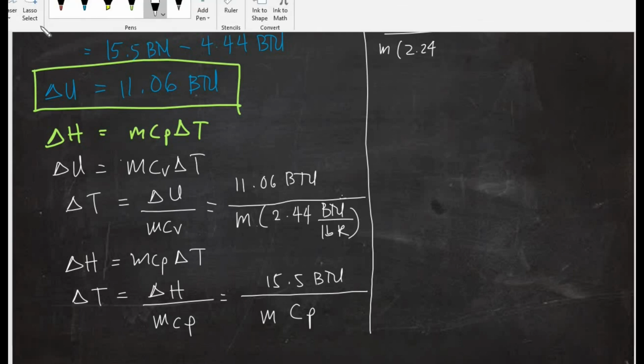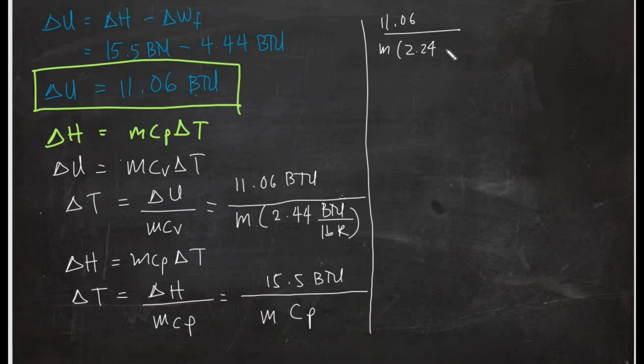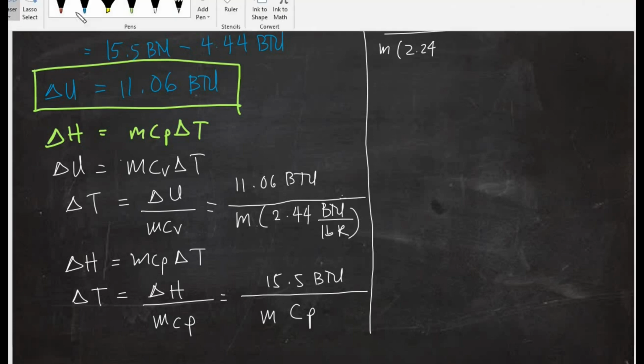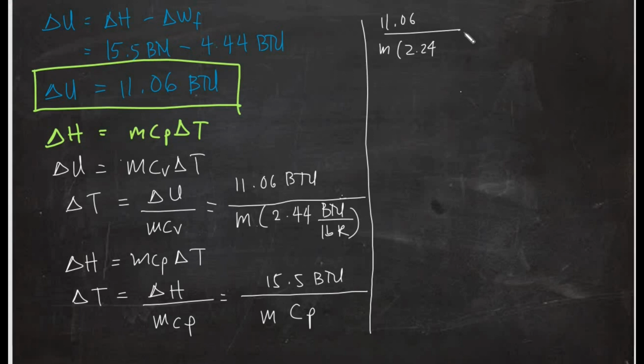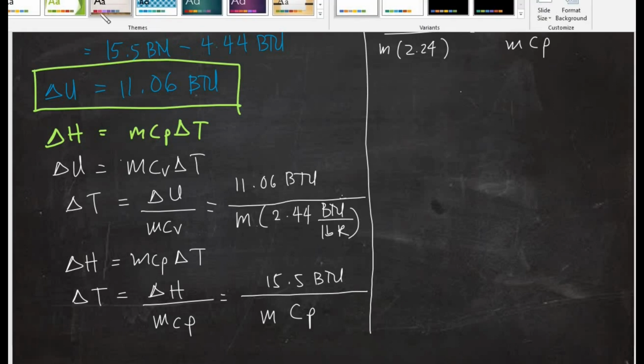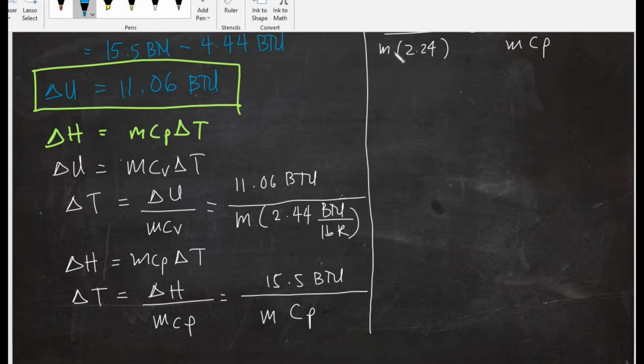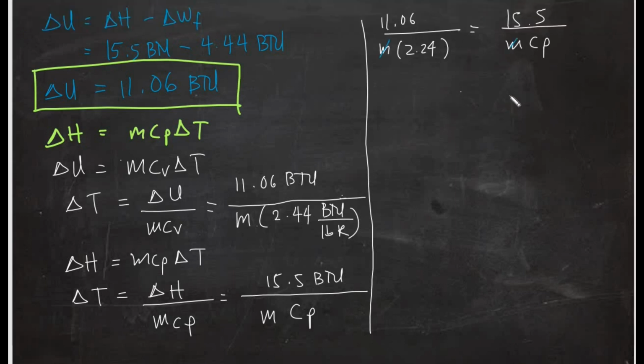If we equate the two equations we have formulated, we have 11.06 over M times 2.44. Actually, I don't need to write the units because they have the same units. This is equal to delta T, which is also equal to 15.5 over M C sub P. So what do we notice here? We can cancel out M, and we can now solve for C sub P.